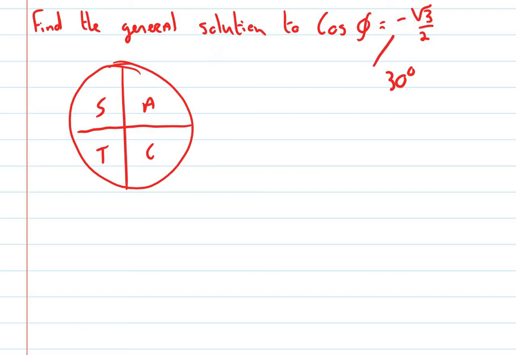But remember, we look to see what sign it is. It's cos of 30 degrees, and it's minus. So we have to look for quadrants where cos will be minus. So it's the S quadrant and the T quadrant. We measure from this line, so it'll be 30 degrees this way, 30 degrees this way. So our answers will be measuring from the positive x-axis, which is here.